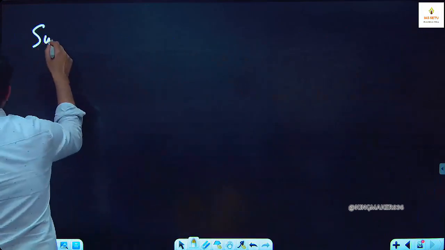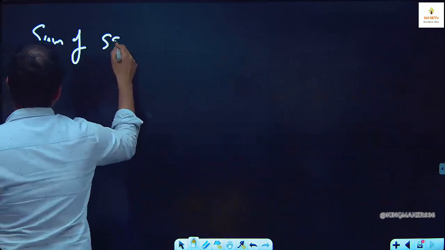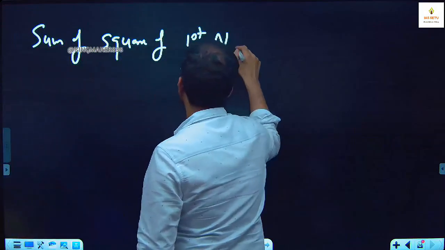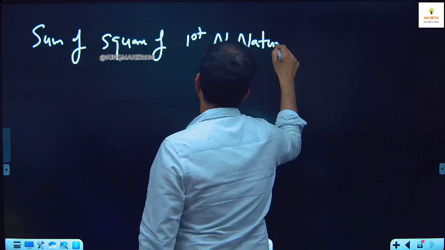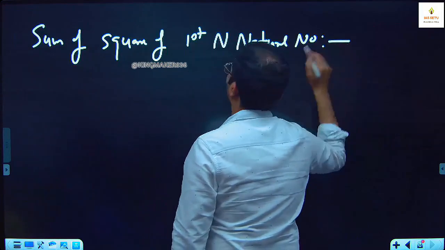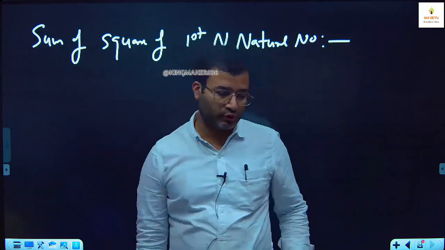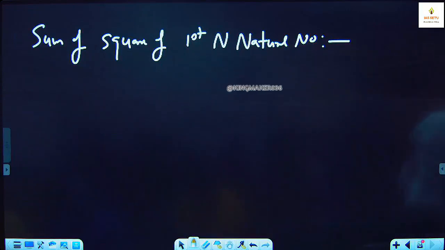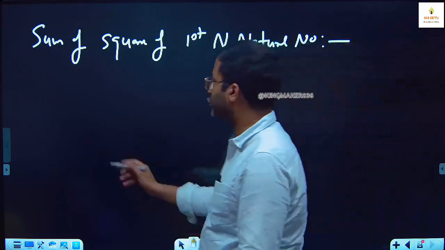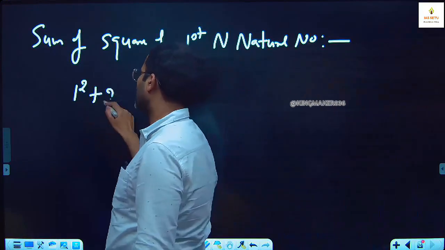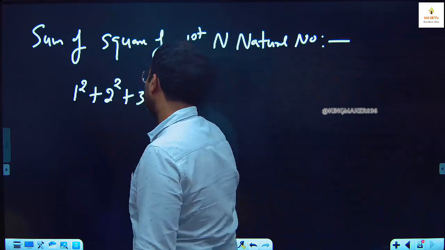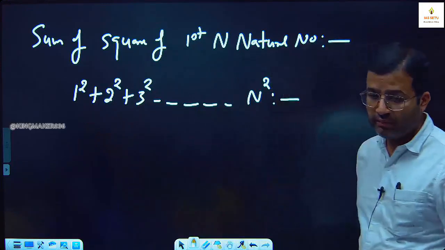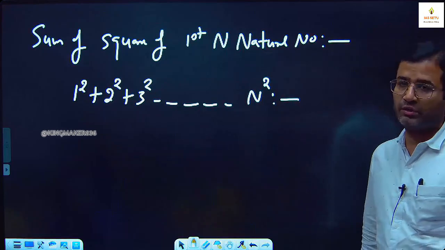Second rule, you write the next rule. Sum of square of first n natural numbers. What I mean by this, I tell you. 1 square plus 2 square plus 3 square up to n square. Sum of square of first n natural numbers.